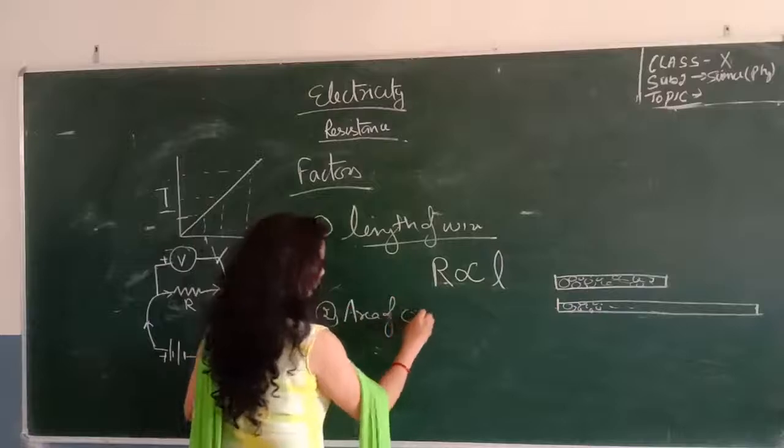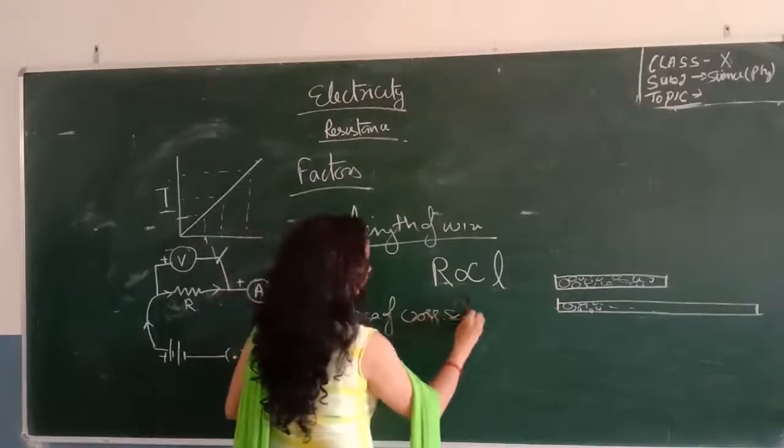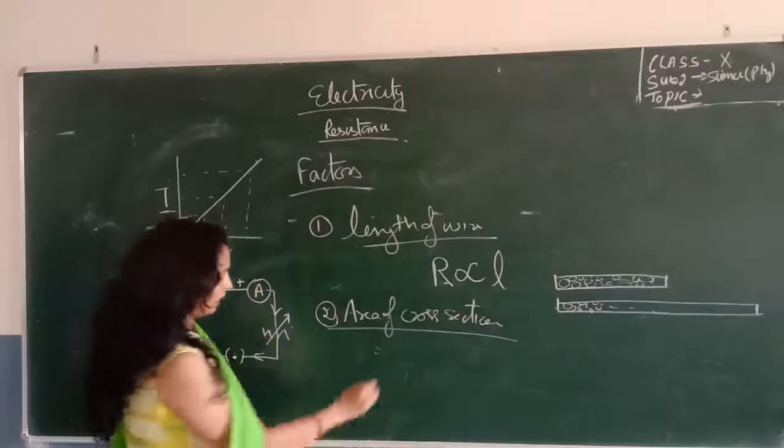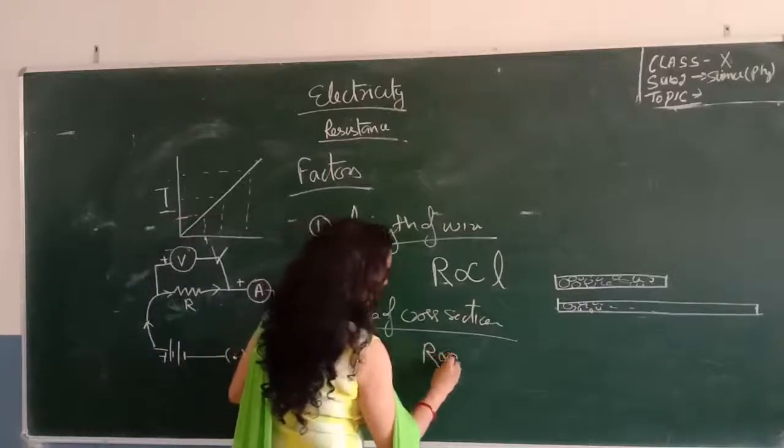Area of cross section. How does it depend on the area of cross section? It is inversely proportional to the area of cross section.